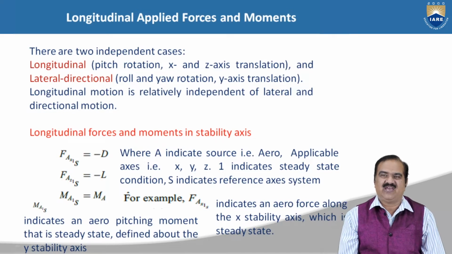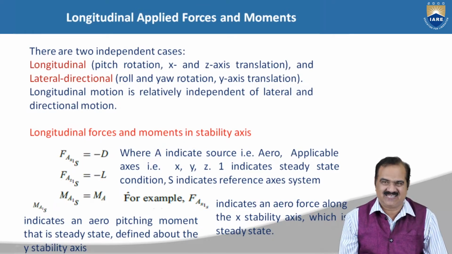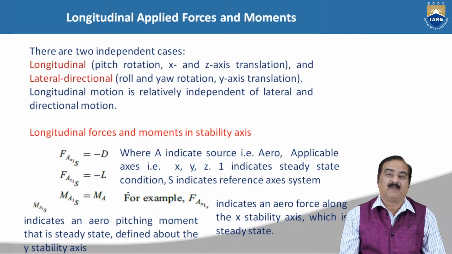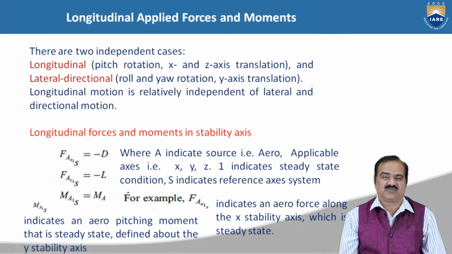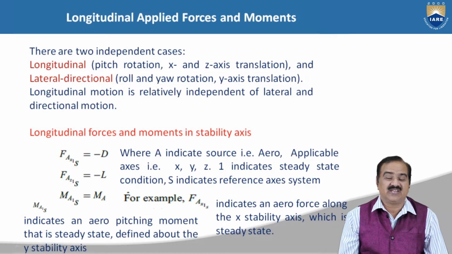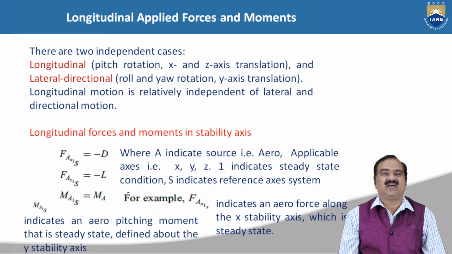This Fa, where A indicates that it is an aerodynamic force, and this aerodynamic force is equal to minus D. Minus means it is backward. If it is plus, it is towards the x direction, x positive, but here it is a minus D, it is a minus x. So it is in the backward direction. Always this drag will act opposite to the nose, meaning it will always be in the direction of the wind or opposite to the motion of the aircraft.